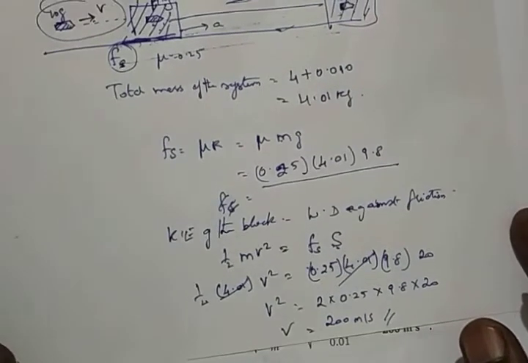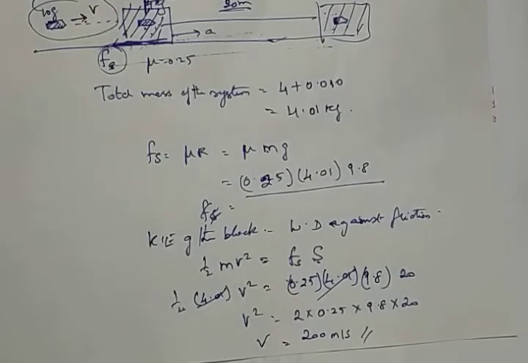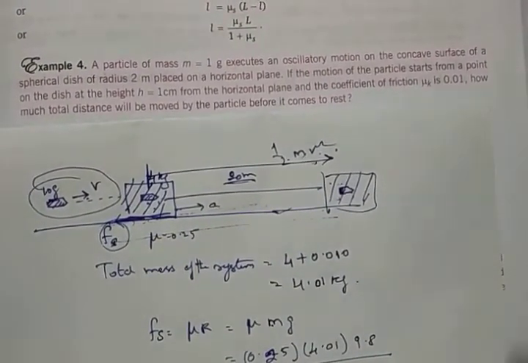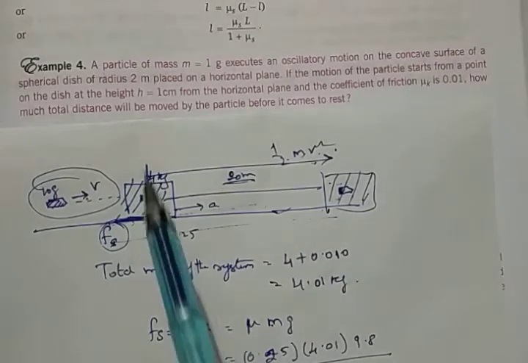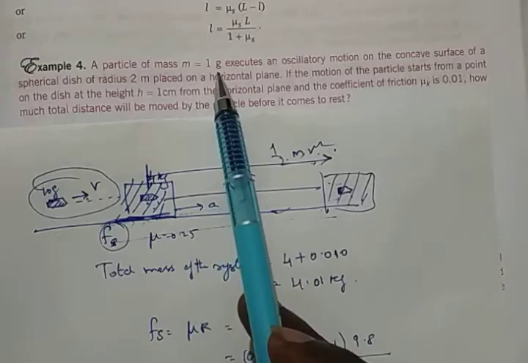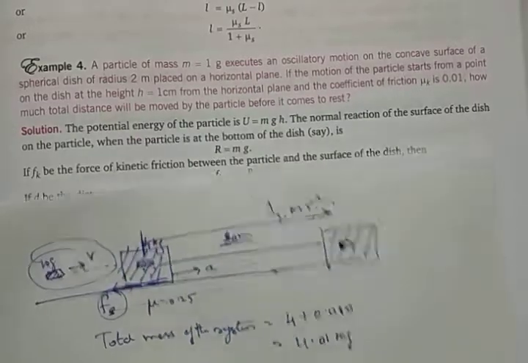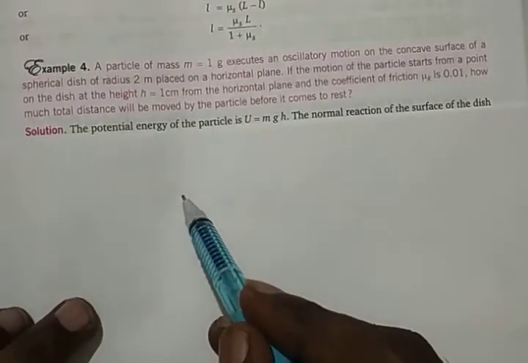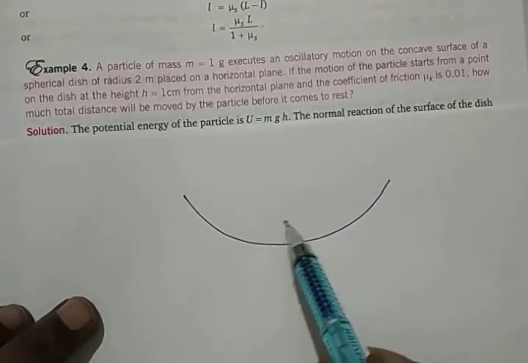I'll just explain question number 4 orally, and I will not be working it out; you can just figure out how to do it. There's an example which is already solved also. A particle of mass 1 gram executes an oscillatory motion on a concave surface of a spherical dish. So on a concave surface, it is just going through an oscillatory motion.